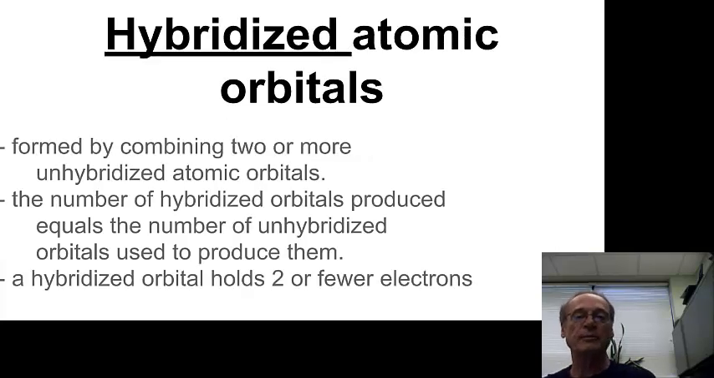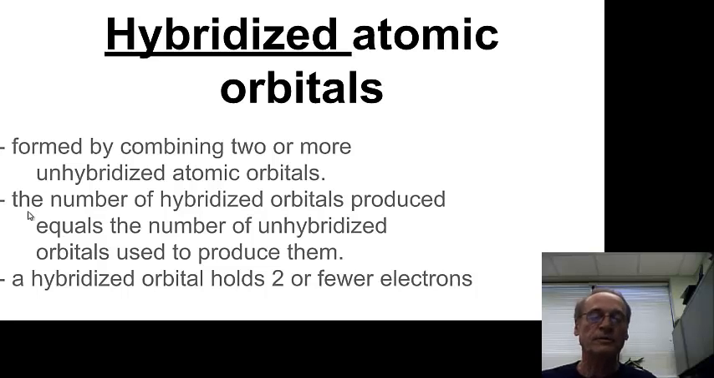Okay, now let's talk about hybridized atomic orbitals. The term hybridized means that we're going to combine two things, like a hybrid variety of corn has two, or more than two, different kinds of corn hybridized into one, or a hybrid dog is a collie and German shepherd, a hybrid of both. Well, a hybridized atomic orbital is formed by combining two or more unhybridized atomic orbitals.